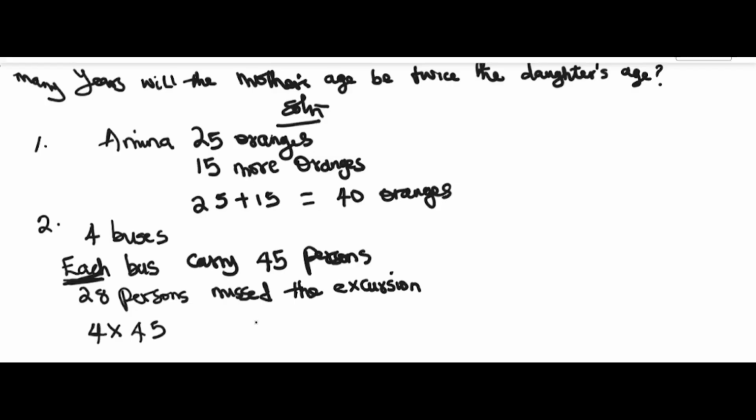So 4 by 5 will give us 20. Write 0, carry 2. 4 times 4, 16 plus 2. You have 180 persons that went for the excursion. And then 28 missed the excursion.